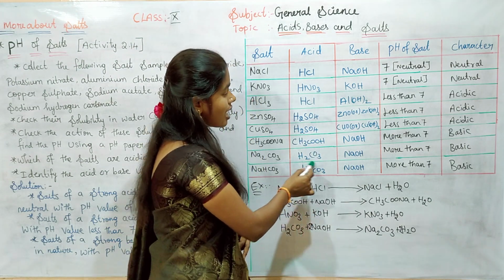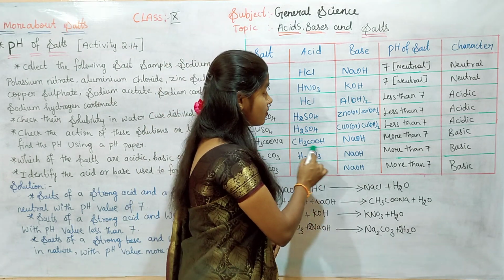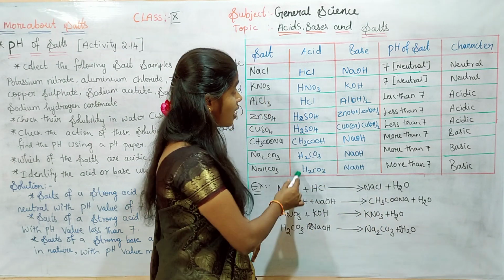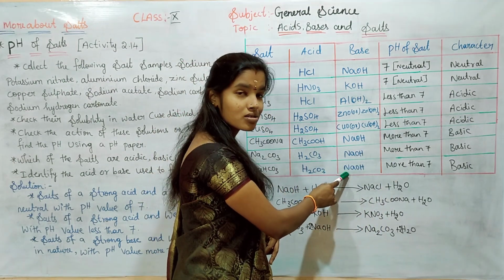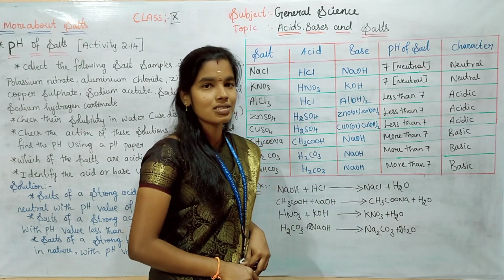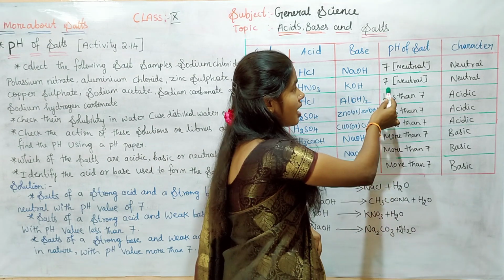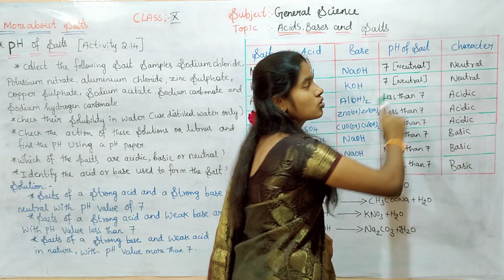Okay. And carbonic acid is a weak acid, and this weak acid reacts with a strong base. The pH is more than 7. And this carbonic acid reacts with sodium hydroxide. The pH is more than 7. So you can see here exactly 7 is neutral. And the second one also 7, so it is also neutral.